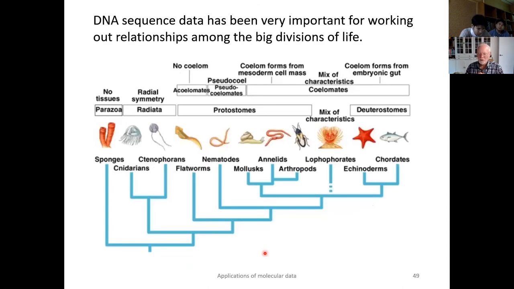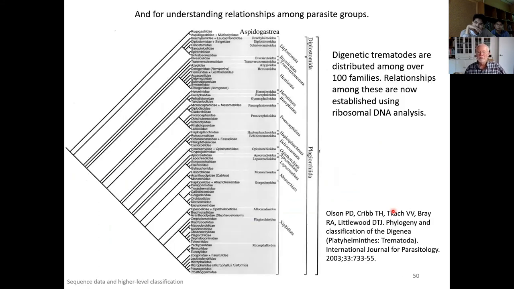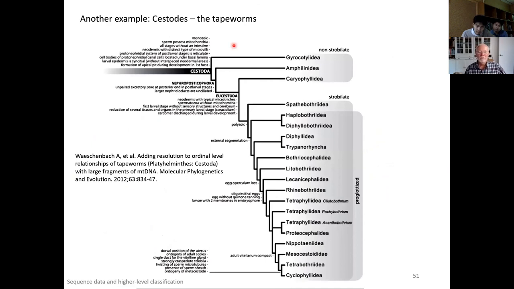So at the level of species and genus, DNA sequences can be useful, but interpretation of them can be difficult. DNA sequences have been much more useful for us at the higher levels, looking at the big divisions of life at the level of phylum, order, and so forth. So DNA sequences are very good for identifying the major groups of life. Here, the major groups of animals. Here, the major groups of trematodes. I showed you this slide earlier. Here, the major groups of tapeworms. The classification that we have got from those conserved DNA sequences is actually very useful and very good.